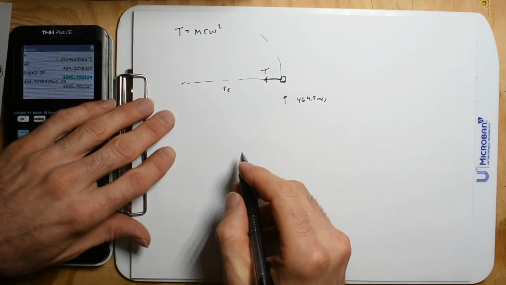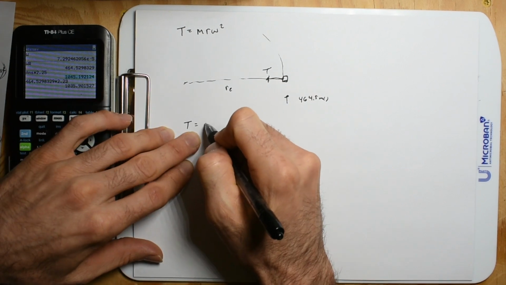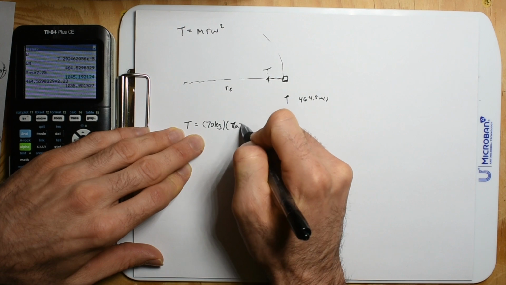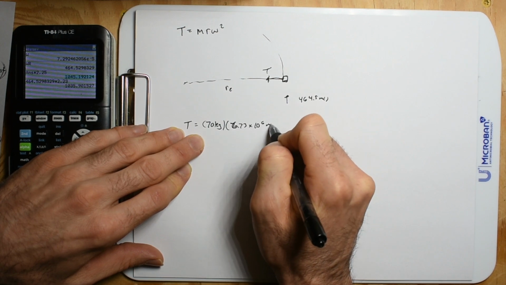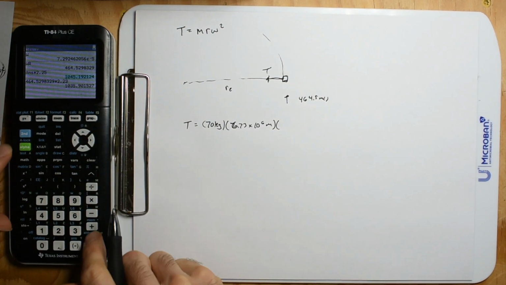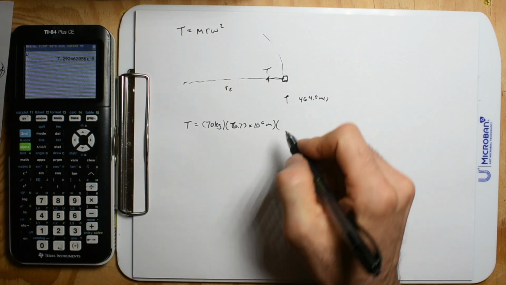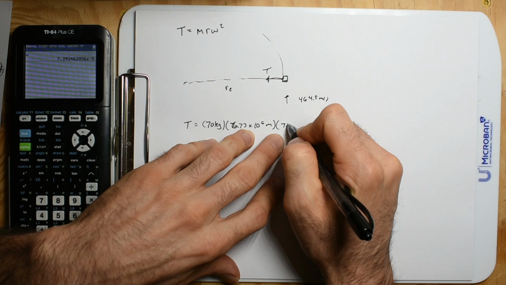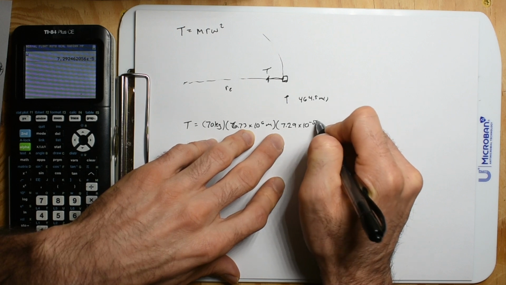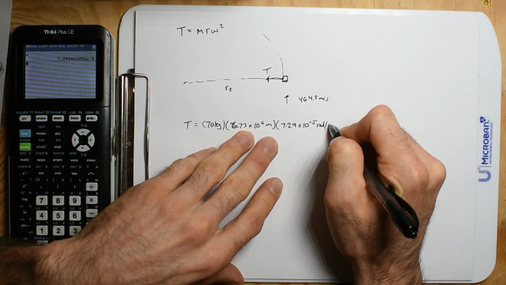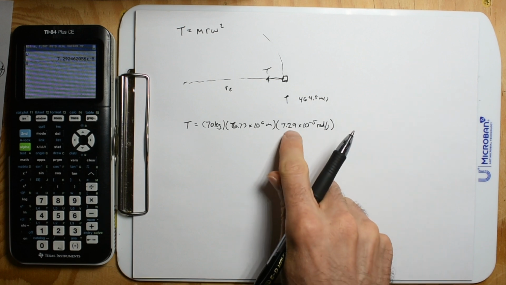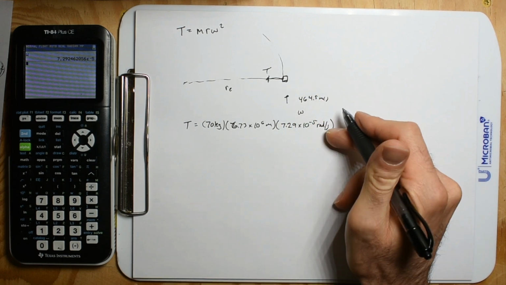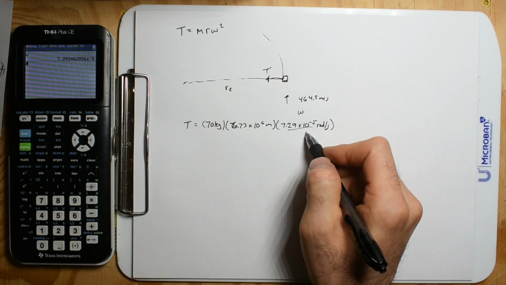Okay, so let's do it with our equation. The tension is our mass, 70 kilograms, times the radius of the Earth, 6.73 times 10 to the 6 meters, times omega. And I don't like the looks of this omega. It just looks like you're never going to remember it. This is in radians per second, the angular speed of the Earth, and it looks totally bizarre, but you got the right answer.